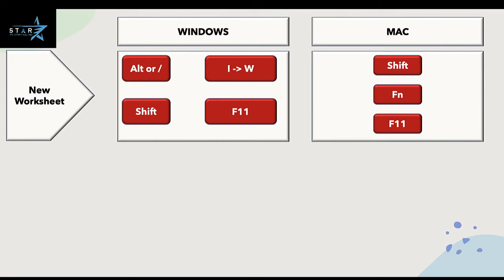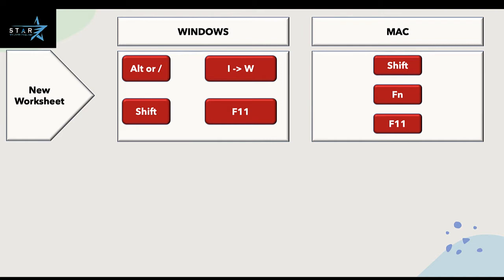New worksheet. New worksheet is very simple to create in Windows, which is Alt IW. We can use another method which is Shift F11. And coincidentally, the same shortcut of Shift F11 also works in Mac.